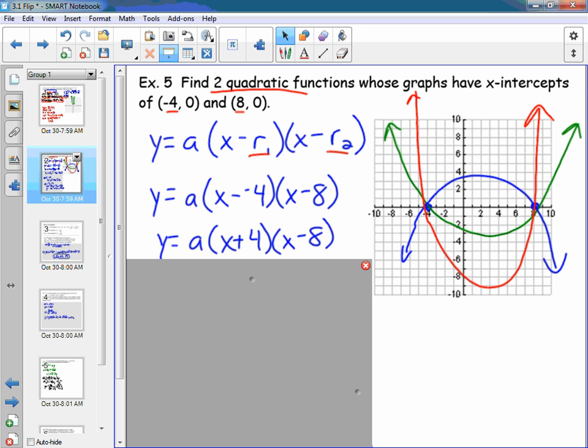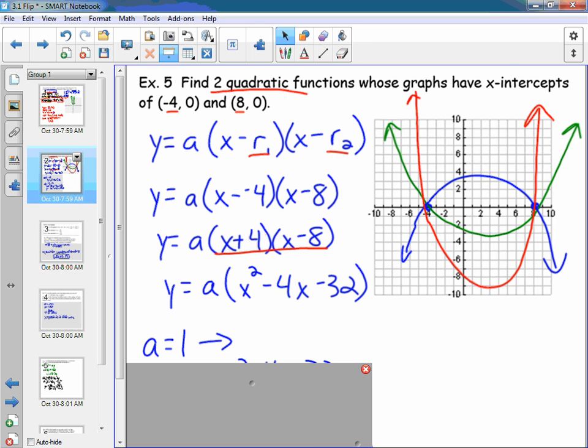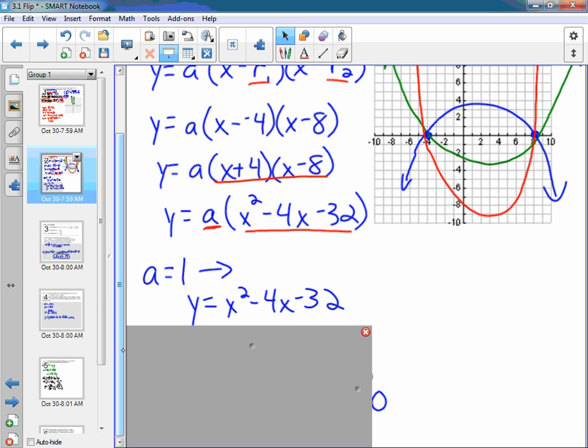So we can just pick values of a to utilize. Before I do that, though, I will expand this. So (x plus 4) times (x minus 8) would give us x squared minus 4x minus 32. And then if we want to come up with 2 different quadratics, we just fill in a different value of a. So maybe I want this quadratic to open up and I want a to be equal to 1. Well, if a is equal to 1 and I plug in 1 for this value, we'll just be left with what we have here. So that would be x squared minus 4x minus 32.